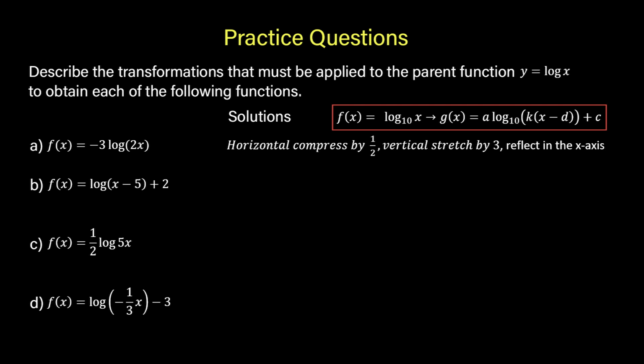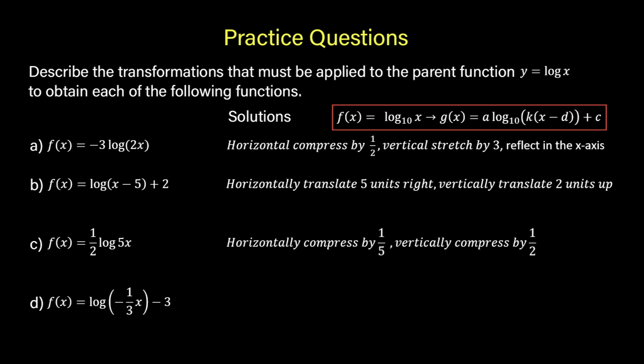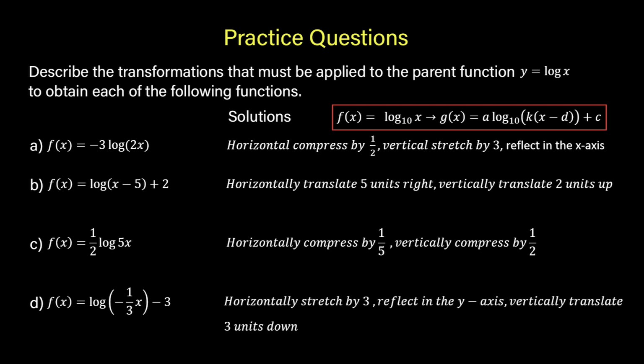B. d is 5, c is 2. So, translate horizontally 5 units right, and vertically 2 units up. C. a is 1/2, k is 5. Compress horizontally by a factor of 1/5, and vertically by a factor of 1/2. D. k is -1/3, c is -3. Horizontally stretch by a factor of 3, reflect in the y-axis, and vertically translate 3 units down.